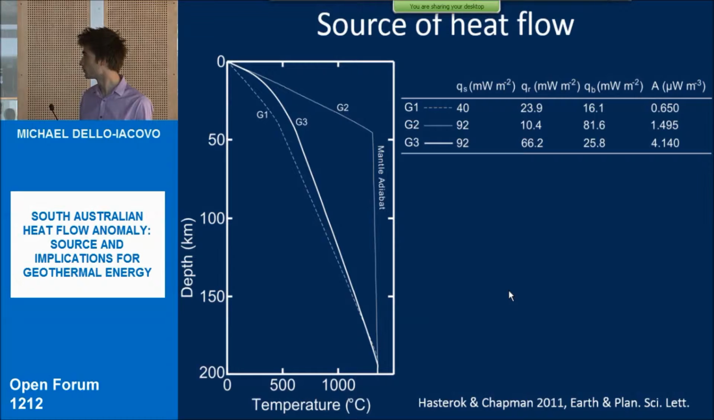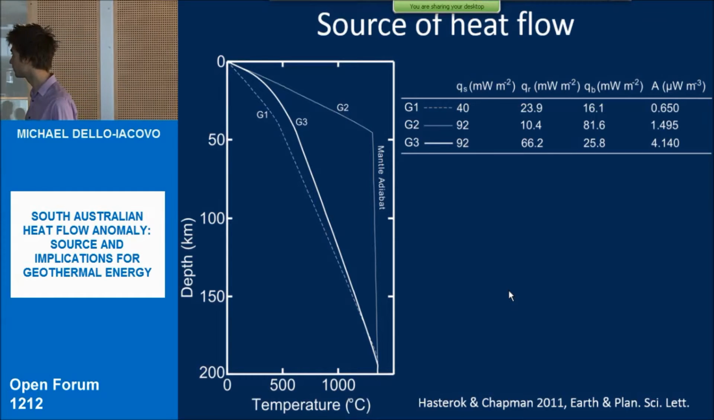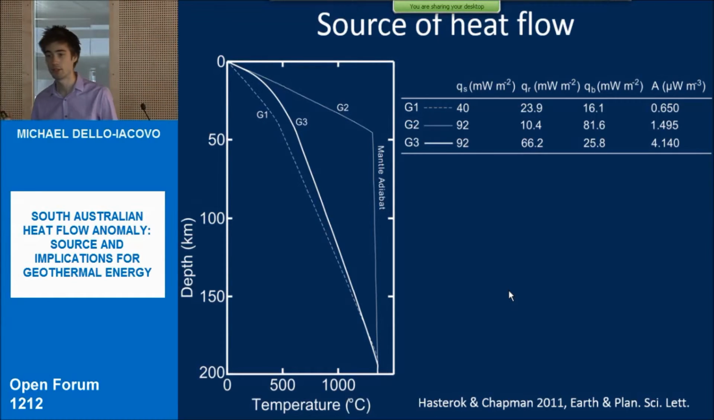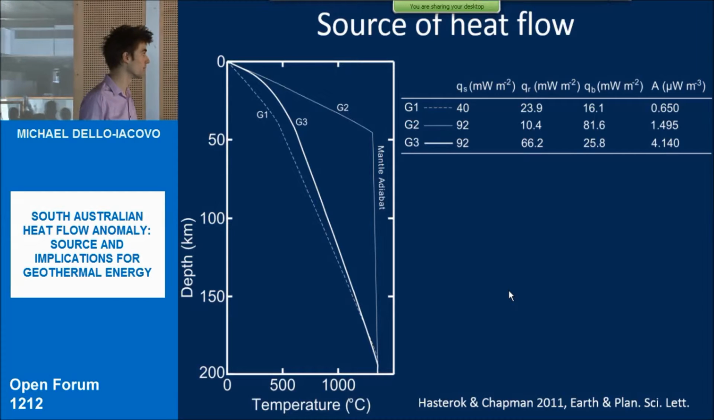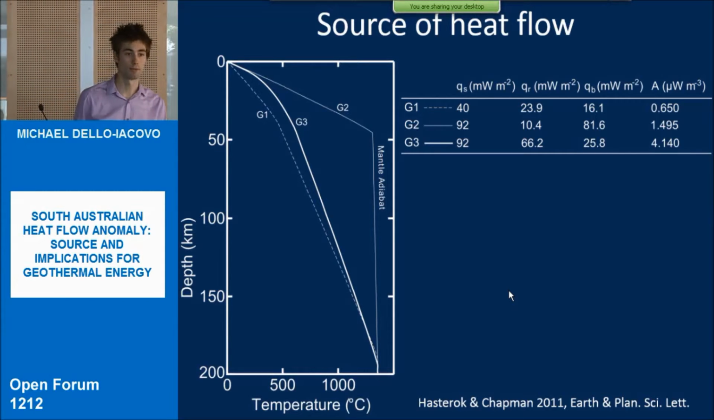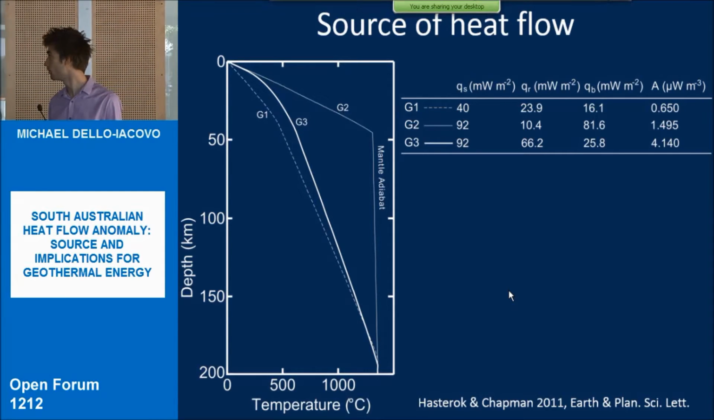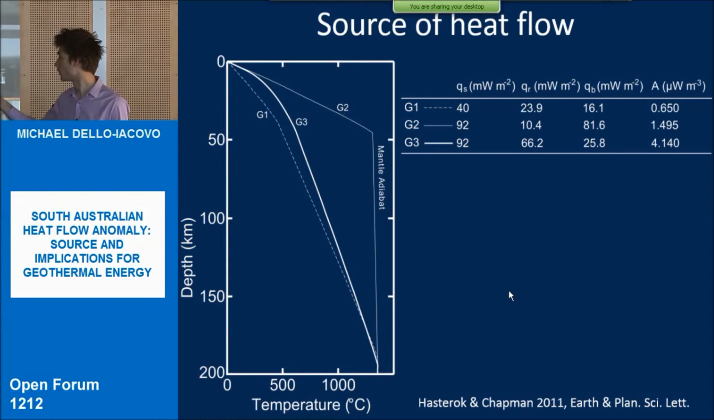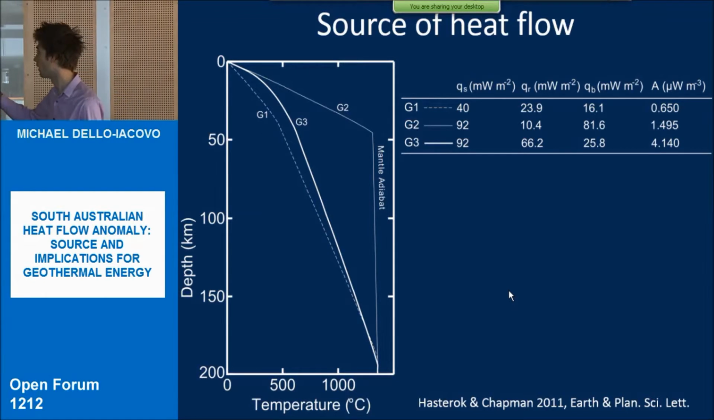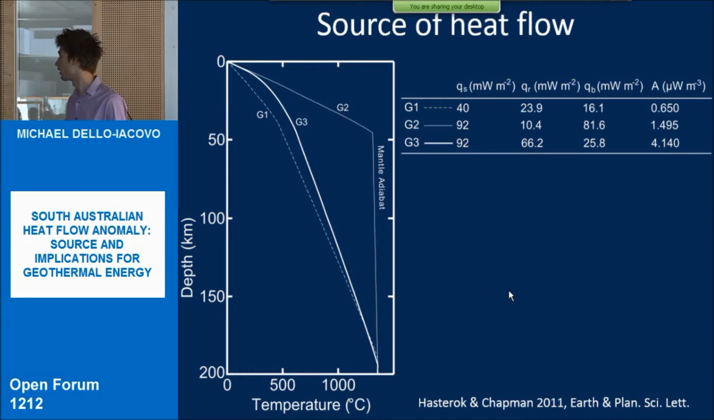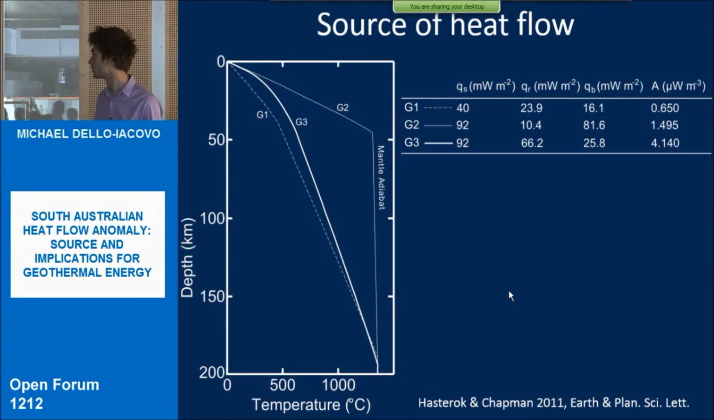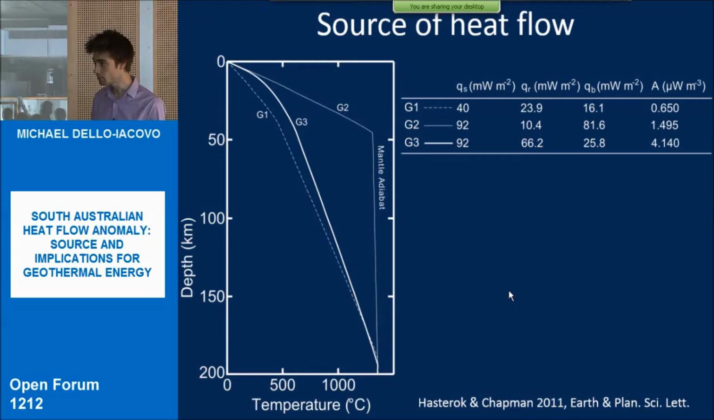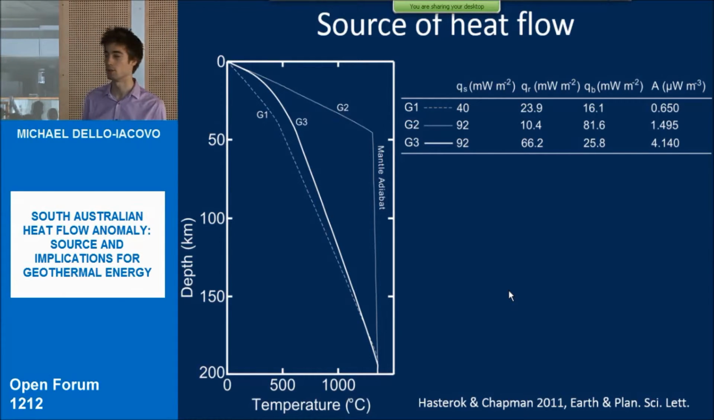For geotherm 2, we've plugged in the mean heat flow for the South Australian heat flow anomaly, 92 milliwatts per metre squared, and given it a slightly higher but still relatively low heat production of 1.495 microwatts per metre cubed. You can see here that Qb, the basal heat flow, is quite high at 81.6 milliwatts per metre squared, so that's the main component for this geotherm. Geotherm 2 only plots a lithospheric thickness of about 45 kilometres.